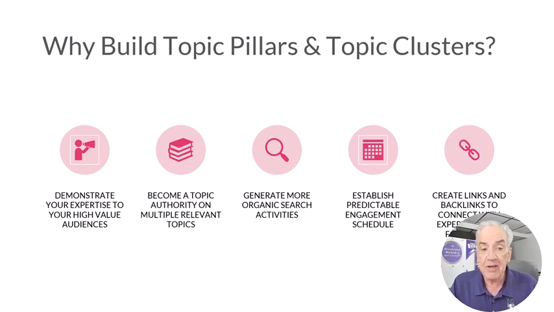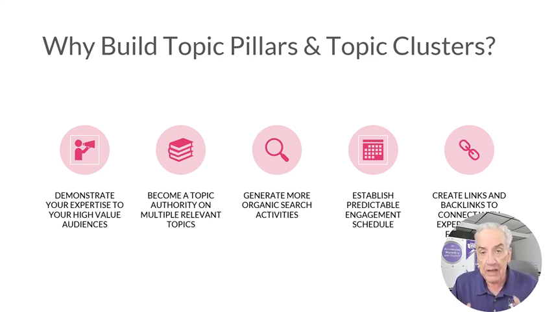Second, we want to become a topic authority on multiple topics relevant to our target markets. And so by talking about them around a pillar and having multiple pieces of content on that same subject, we establish topic authority. Also, as a result, that generates more organic search traffic. If we are identified as a topic authority, then Google's page ranking algorithms will rank us higher, which means we're at the top of many more searches. And as a result, it gives us more traffic to our site.